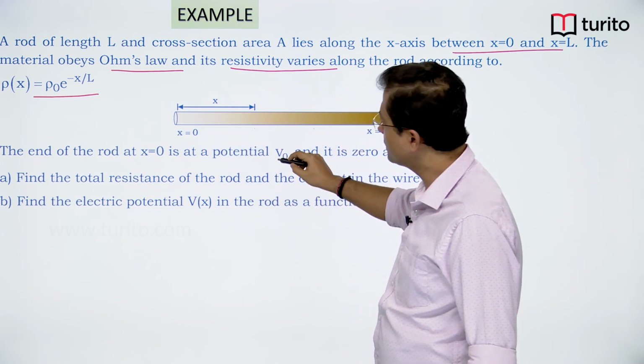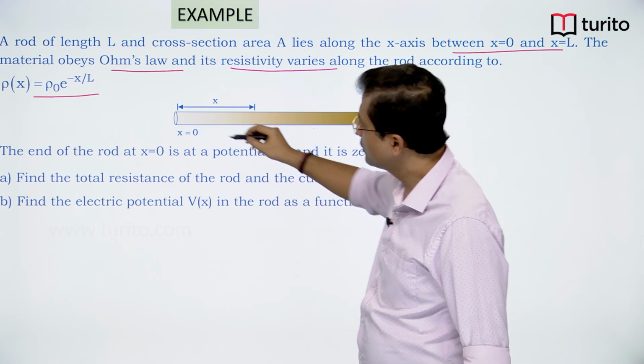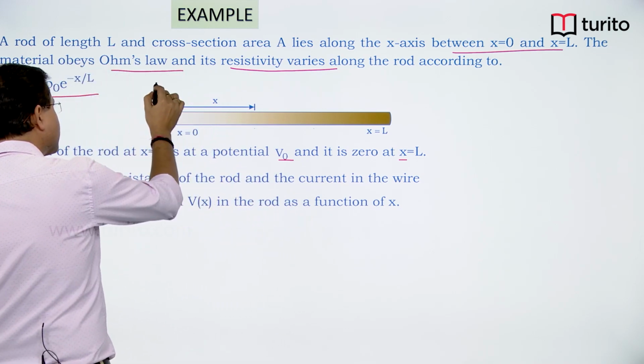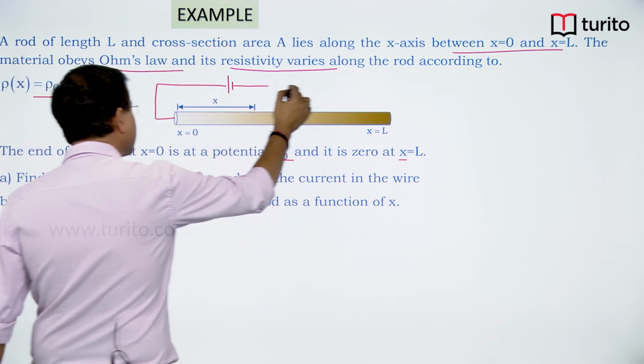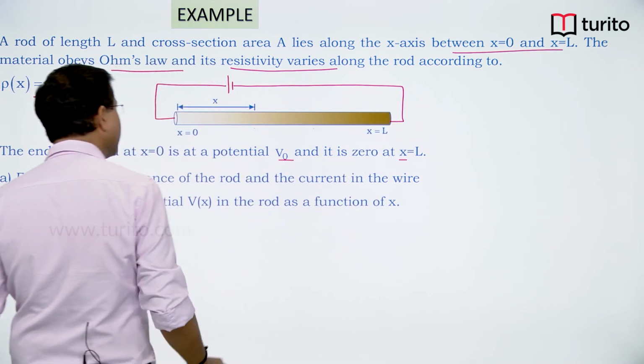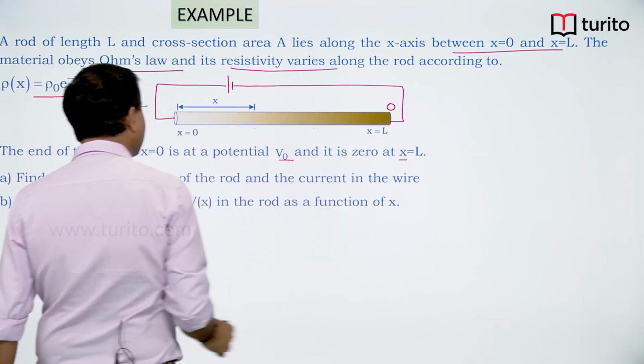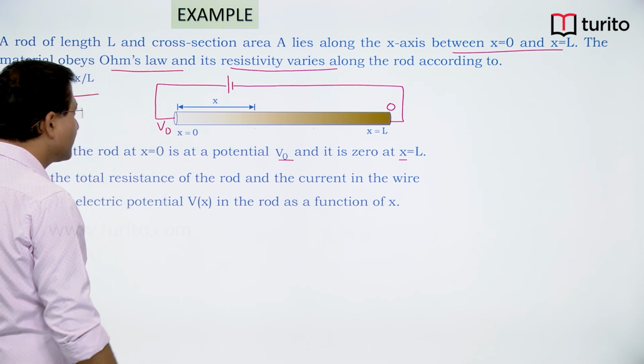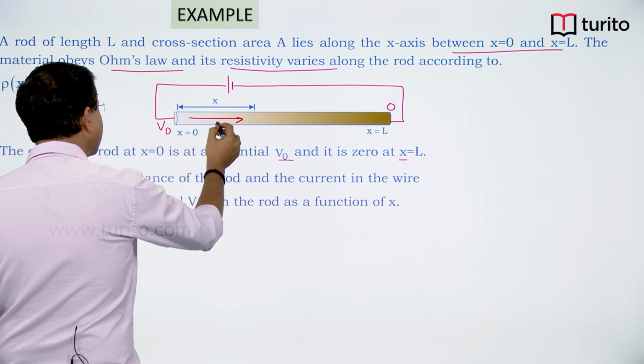Here we are applying a potential difference across the ends. This end is connected to the positive terminal of the battery and this end is connected to the negative terminal. Here we are assuming 0 potential and here we are assuming V0 potential. So obviously current will be flowing this way.